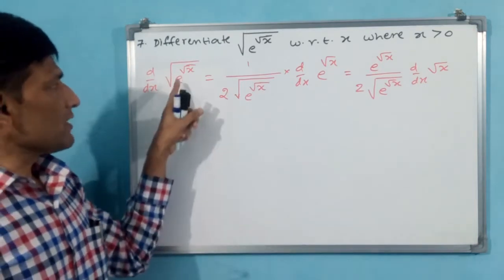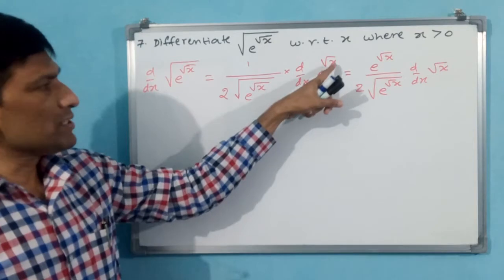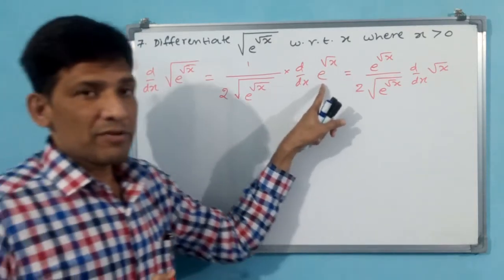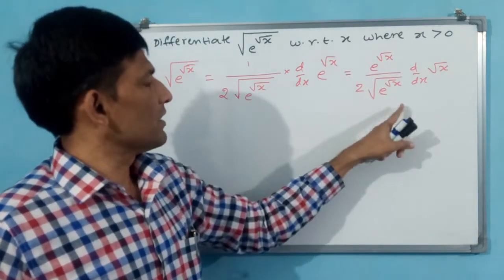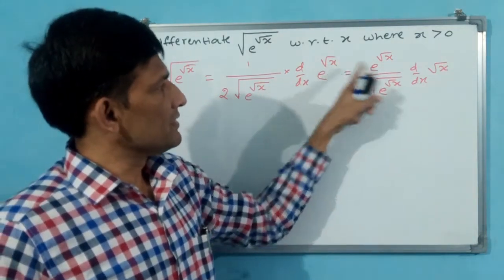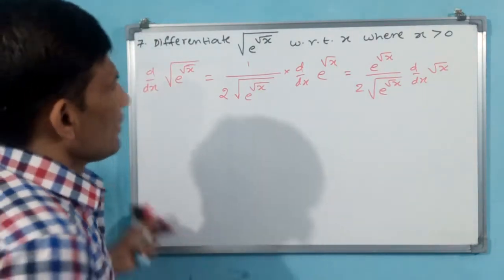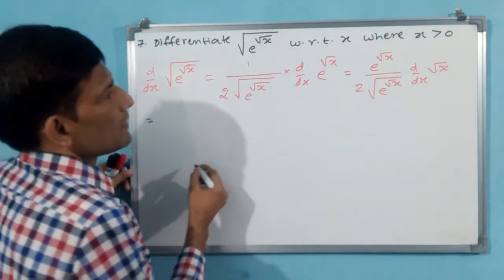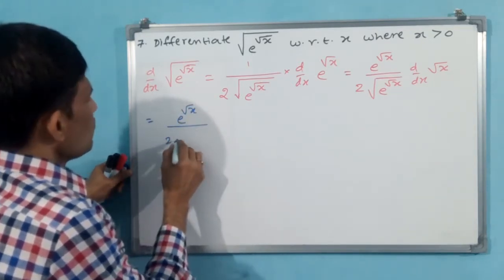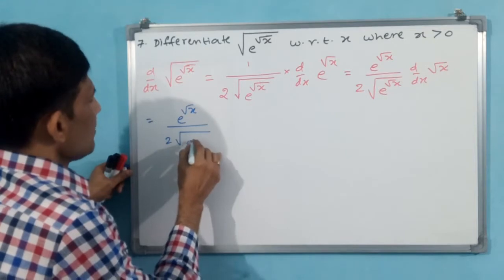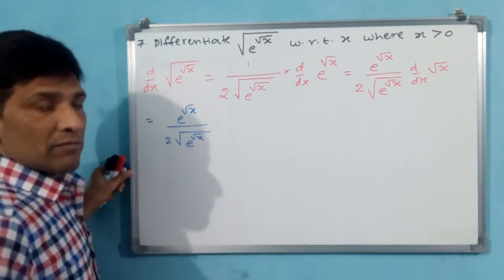Because first I have taken the root, then d/dx of the inside. Inside means e^(√x). Now it has become e^x, like d/dx of e^x. This is there already. Okay. Then again this, d/dx of √x. Okay. Like this you have to proceed. Okay, let us proceed further. e^(√x), okay, divided by 2 into root of e^(√x). This is also okay. Into d/dx of √x, 1/(2√x).